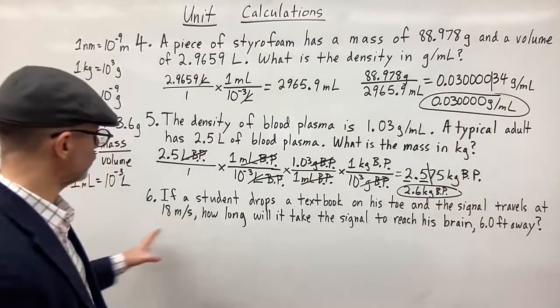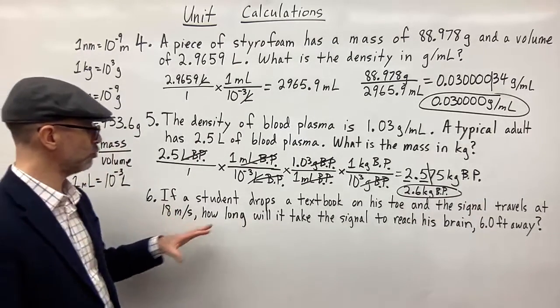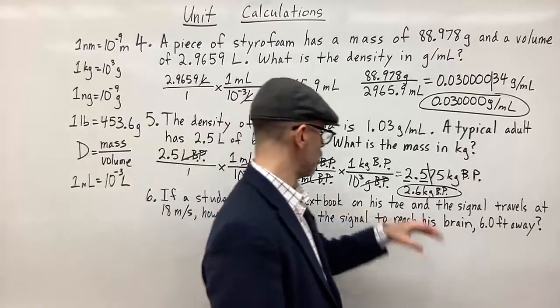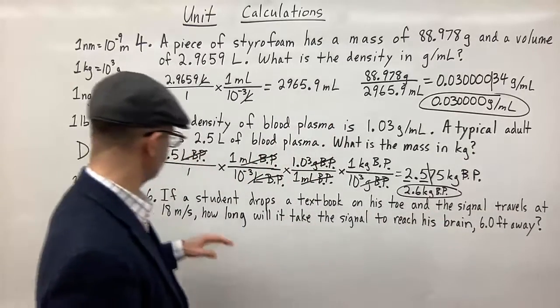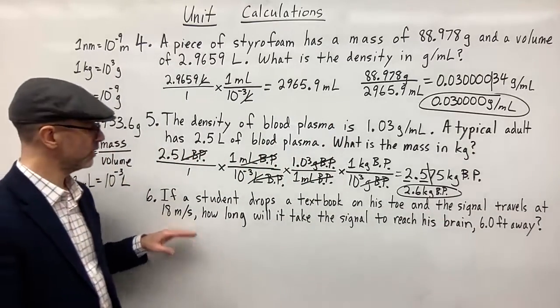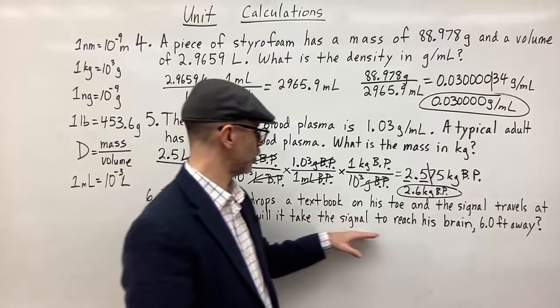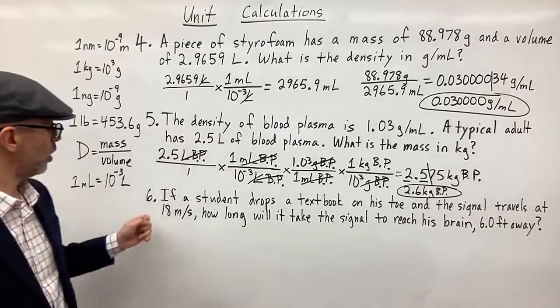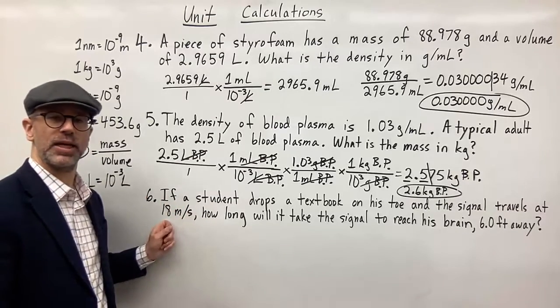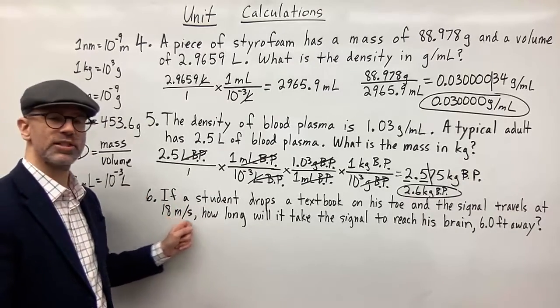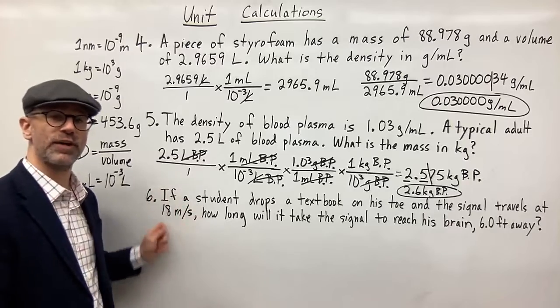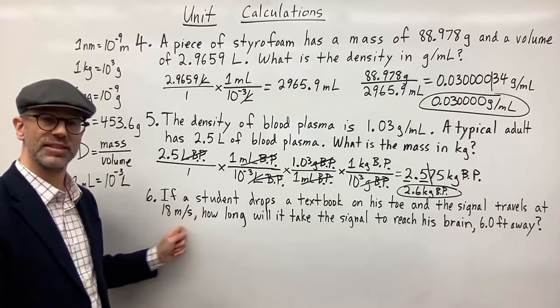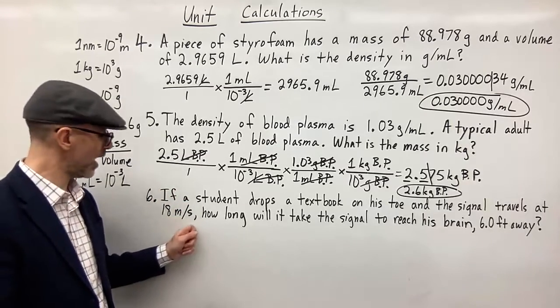And then finally, let's do this problem here. If a student drops a textbook on his toe and the signal travels at 18 meters per second, how long will it take the signal to reach his brain 6.0 feet away? So right away here, you got the speed. It's a relationship between meters and seconds. So this is going to be a conversion factor. We're going to use that to convert between meters and seconds, length and time.